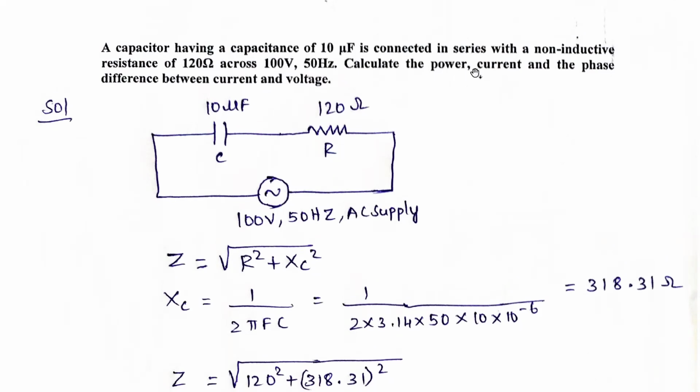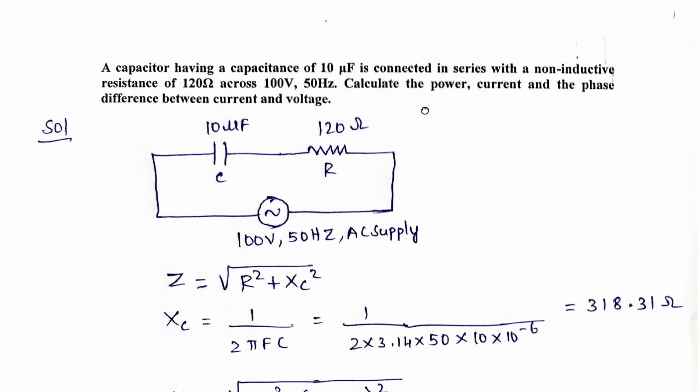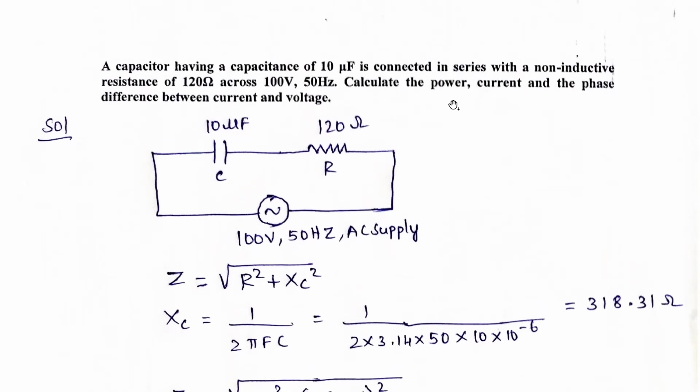Next, calculate the power, current, and phase difference between the current and voltage. So we need to calculate power, current, and phase difference between voltage and current. First, after reading the problem, you just frame the circuit. A capacitor of 10 microfarad is connected in series with the non-inductive resistance, so no inductance, only resistance of 120 ohms, connected across 100 volts, 50 hertz AC supply.